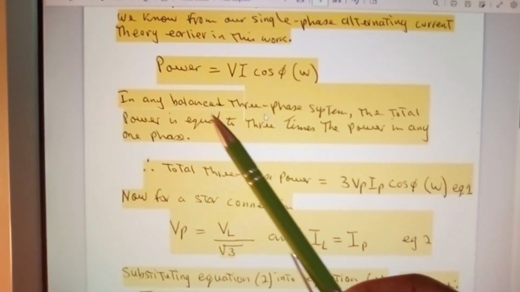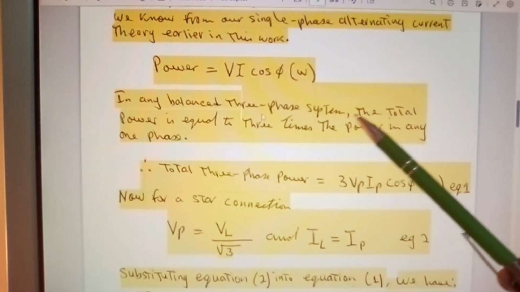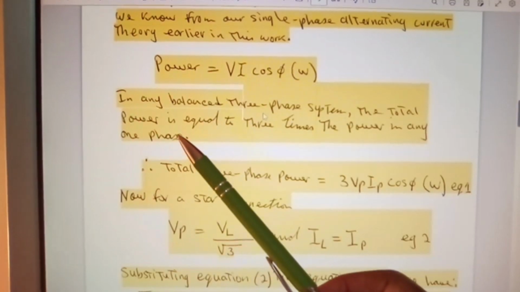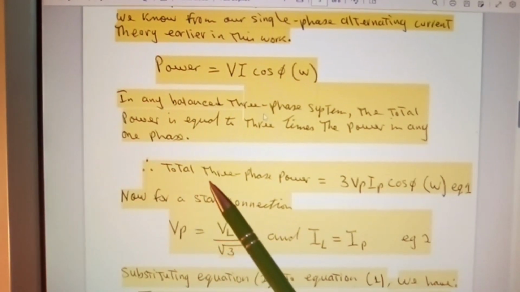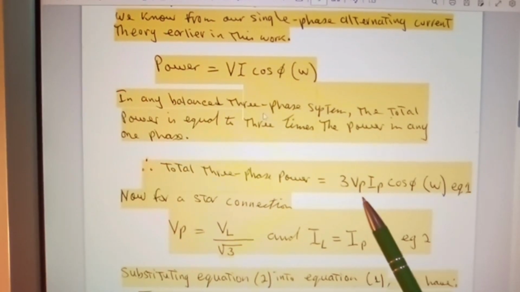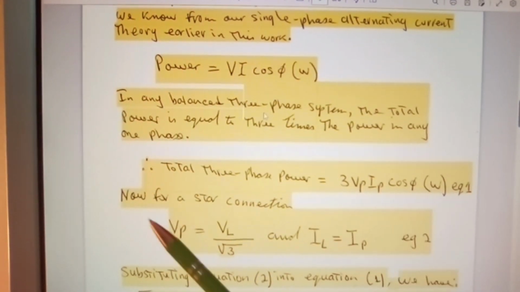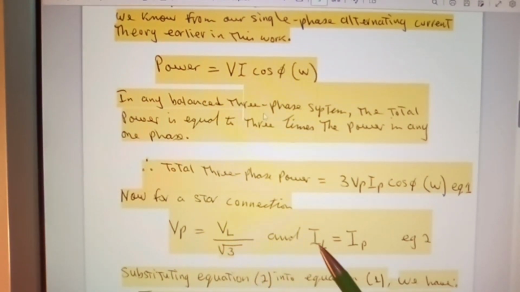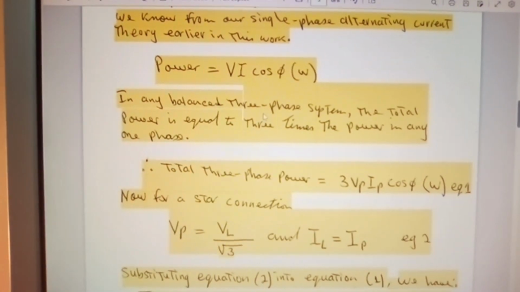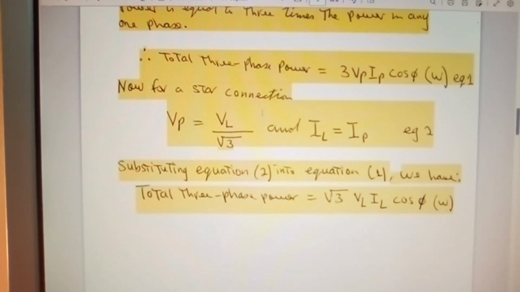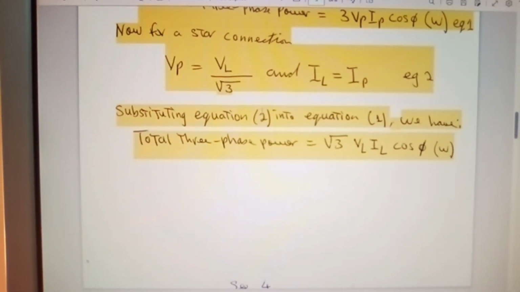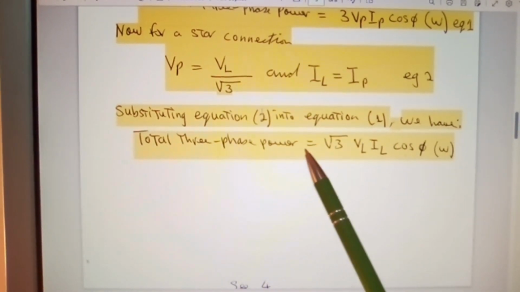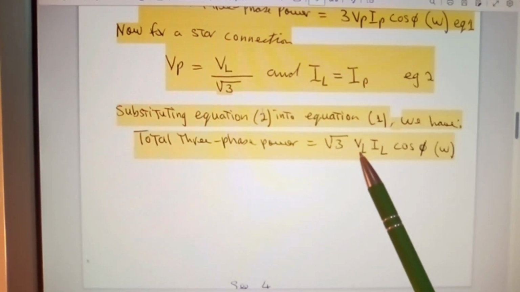In any balanced three-phase system, the total power is equal to 3 times the power in any one phase. Therefore, total three-phase power equals 3 VP IP cos phi. Now for a star connection, VP equals VL over square root of 3 and IL equals IP. Substituting equation 2 into equation 1, we have total three-phase power equals square root of 3 VL IL cos phi.